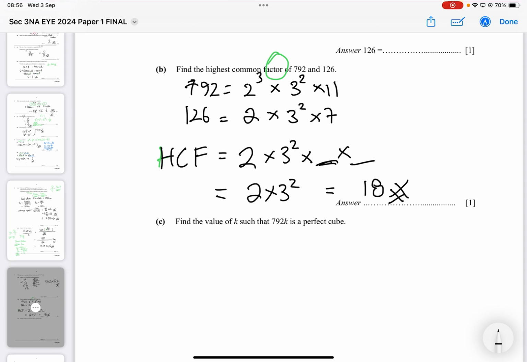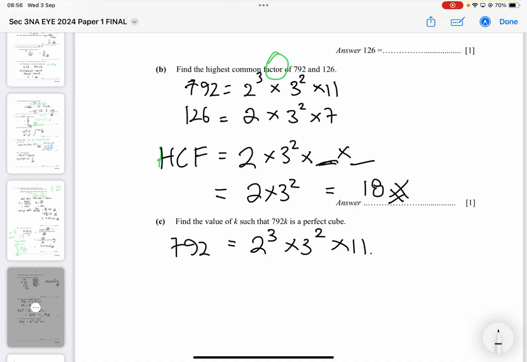Find the value of k such that 792k is a perfect cube. 792 by itself is 2 cubed times 3 square times 11. By itself, 792 is not a perfect cube. 792k means I multiply something to 792. Then after I multiply, I make it a perfect cube. Perfect cube has this special property. For a number to be a perfect cube, all the factors, the index must be a multiple of 3. Sorry, must be divisible by 3.